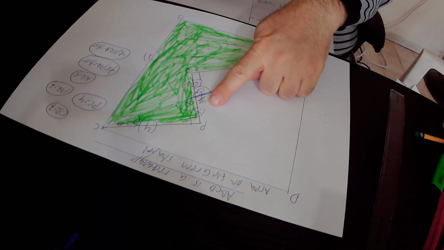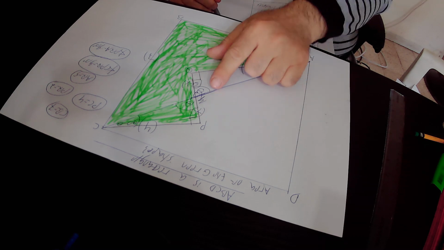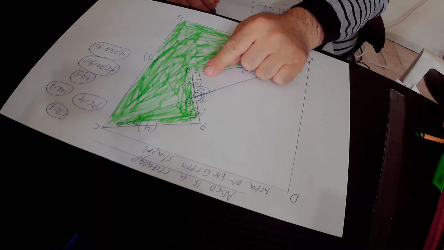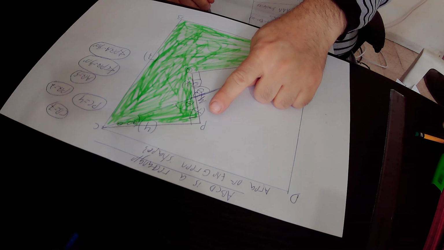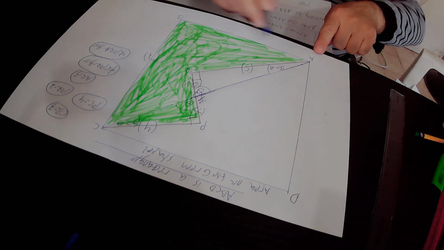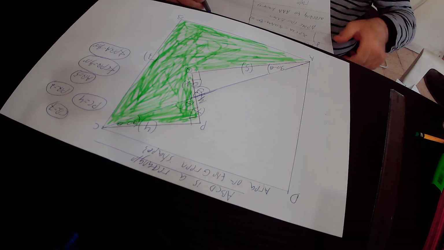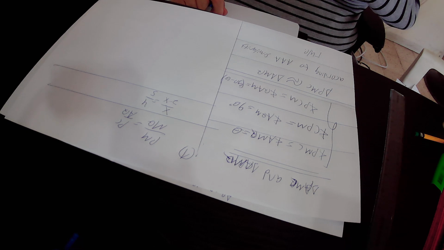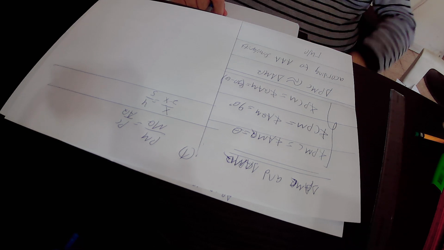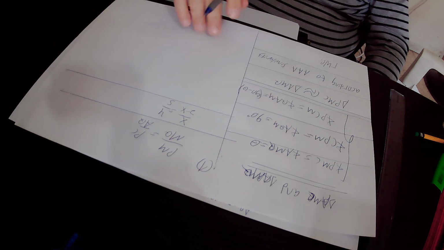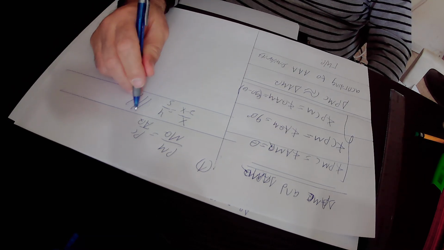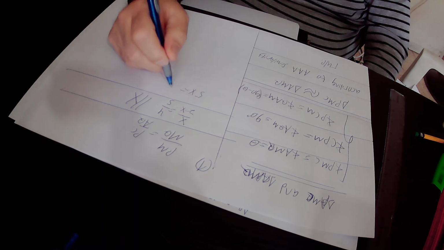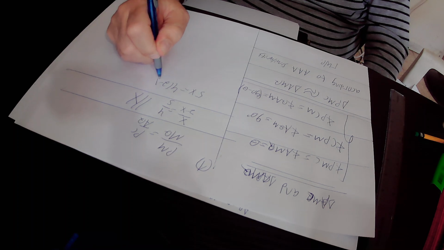PM equals x, over MQ, which equals 2 minus x, equals PC, which is 4, over AQ, which is 5. So we found that x over 2 minus x equals 4 over 5. Here we will cross multiply this equation and we get that 5x equals 4 times 2 minus x.